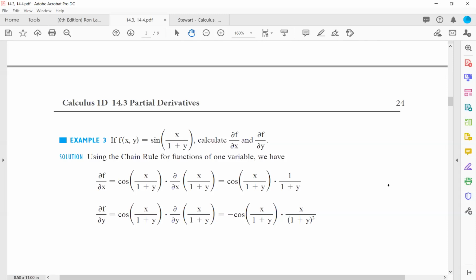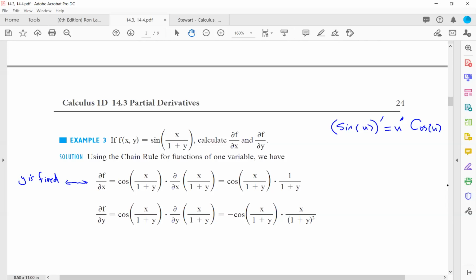Perfect. So since you have a sine, remember that the derivative of sine u is u prime cosine u. So you have to use the chain rule to take the derivative of the quantity inside parentheses, multiplied by cosine u. In the first case, where you're taking the derivative with respect to x, your y is a constant. Y is fixed.